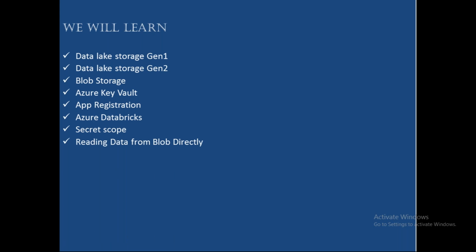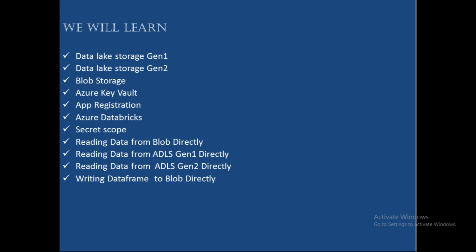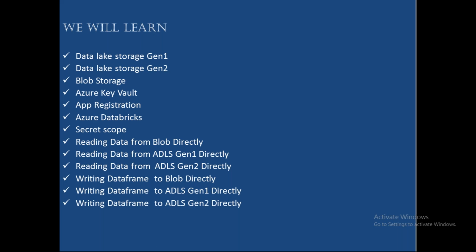Next, once we have created the entire setup, then we are going to see reading data from Blob Storage directly, reading data from Data Lake Storage Gen1 directly, then reading data from Data Lake Storage Gen2 directly. Next, writing data frame to the Blob Storage, writing data frame to ADLS Gen1, writing data frame to Azure Data Lake Storage Gen2 directly. Then we are going to see prerequisites and the required resources. These are the things we are going to see today.